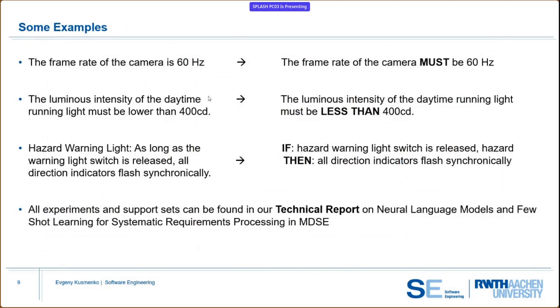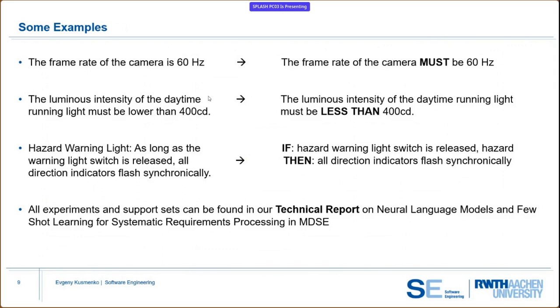So let me give you some examples how these translations worked out. So for example, at the very top, we see a requirement which was formulated a bit ambiguously in the way the frame rate of the camera is 60 Hertz. So basically, this is not a real requirement, but it should be one. So in this case, the model correctly translated it to the frame rate of the camera must be 60 Hertz. Similarly, we have this for the other 2 examples.